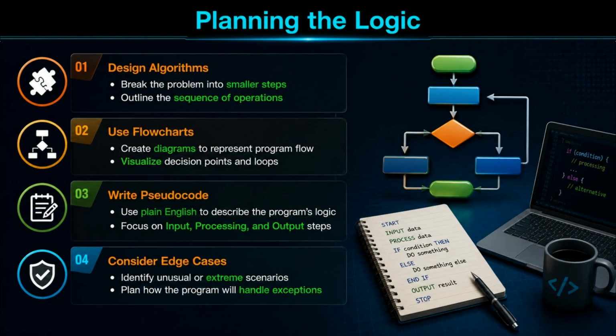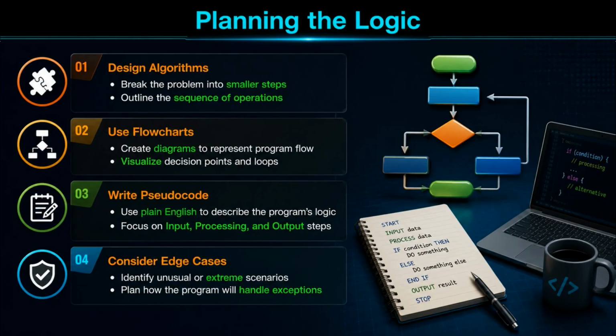Planning the logic is step 2. Design algorithms by breaking the problem into smaller steps and outlining the sequence of operations. Use flowcharts to diagram the program's flow, including decision points and loops. Write pseudocode, plain English describing the logic, focused on input, processing, and output.